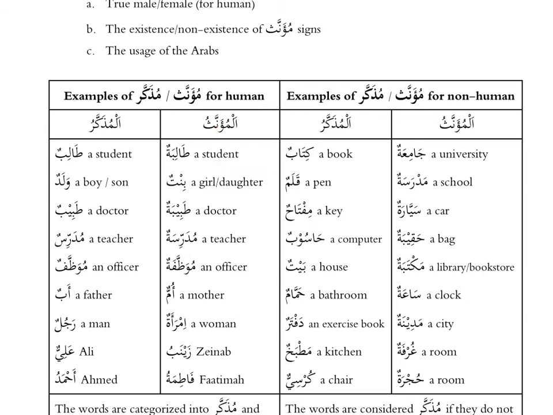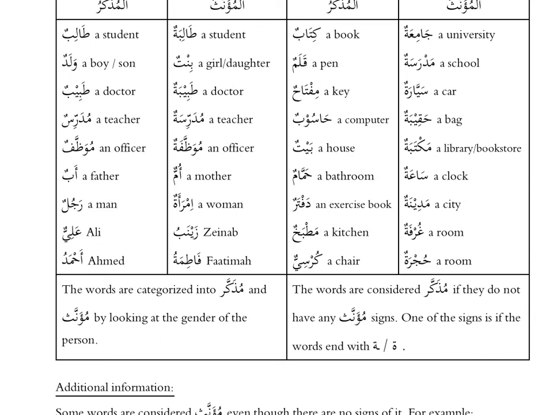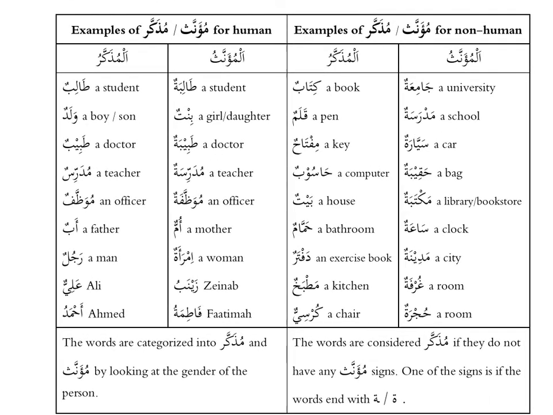So basically, for human, you look at the gender of the person. If he is a male, then of course you call it a muzakkar word. And if she is a female, then the word is mu'annath. This is what I mean here. The words are categorized into muzakkar and mu'annath by looking at the gender of the person. So this is the first type of muzakkar and mu'annath, for human.